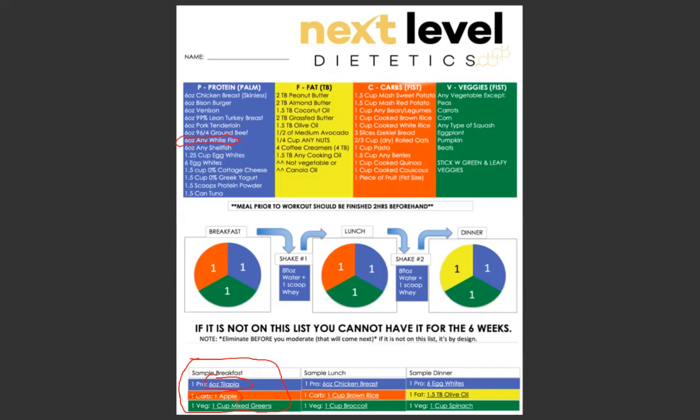1 apple, because over here on the carbohydrates, if you look at the bottom, 1 fist-sized piece of fruit constitutes 1 unit of carbs. So they chose that. And then 1 veggie, they put 1 cup of mixed greens, which is about a fist size of that. So that's just sample meals for breakfast, lunch, and dinner, just to give you an idea. You can always email questions. You can always go over this stuff with me if you're confused. This is a basic outline of how to follow this.